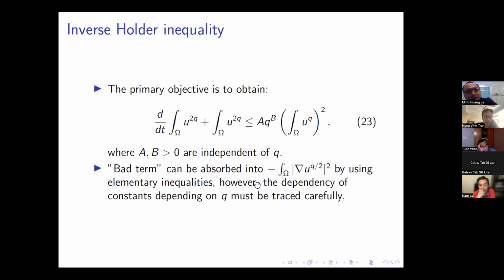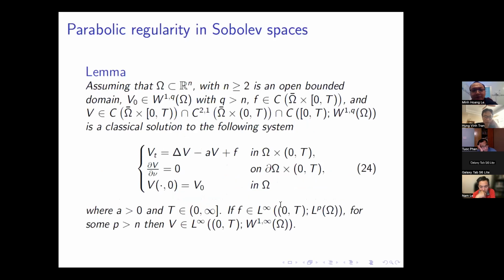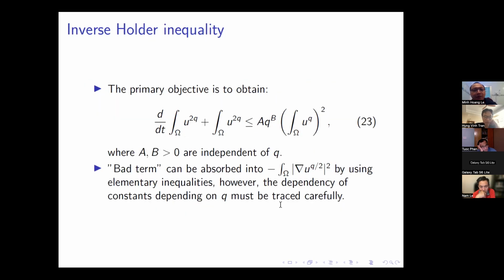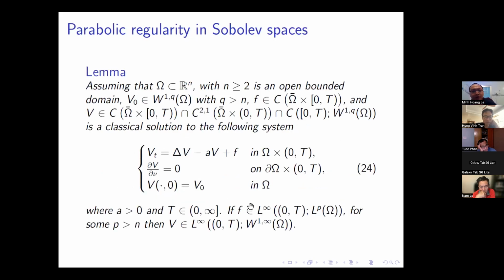Here the good term is minus the gradient of u to the power q over 2. So we can absorb all bad terms into this by using elementary inequality. But the dependency on q must be traced carefully. So that is the strategy. We also need the regularity for parabolic equations. So we consider the linear parabolic equation here with the homogeneous Neumann boundary condition.